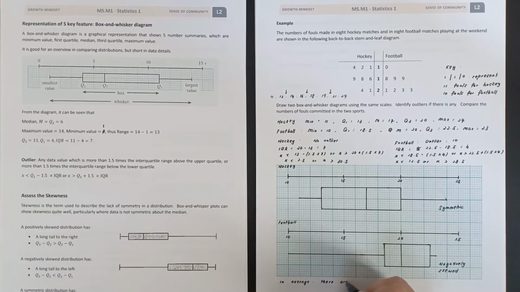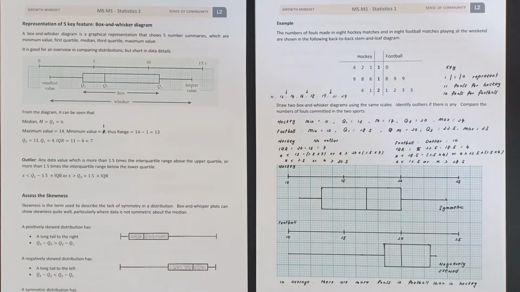there are more fouls in football than in hockey. Okay, then after that, now we look at the spread. You can see it is roughly the same shape, but this one is more negatively skewed. This one is symmetrical, but the range is higher than this one.